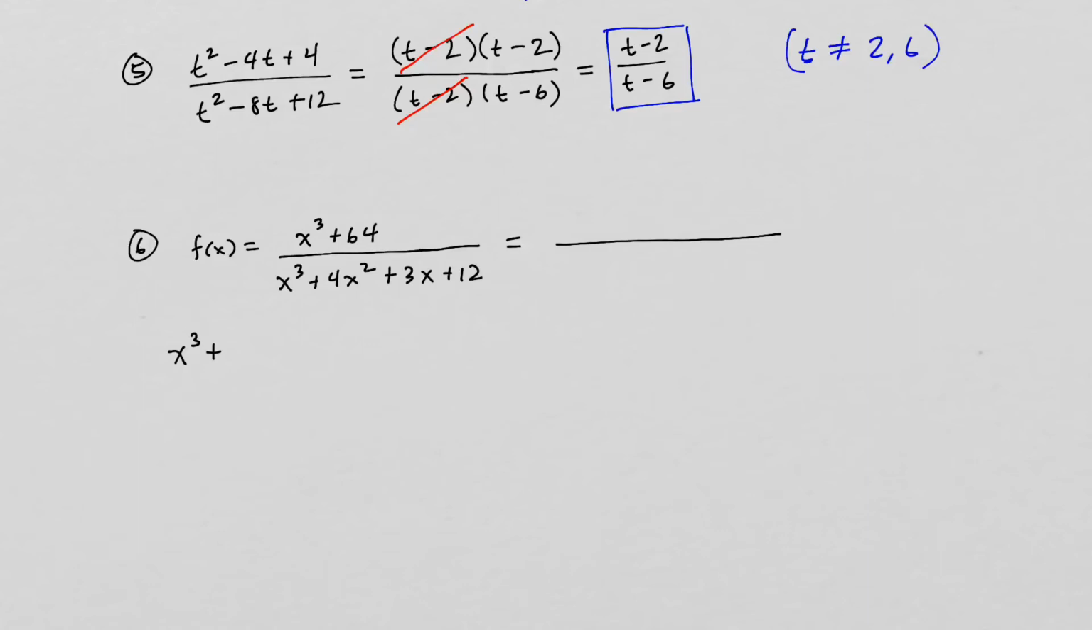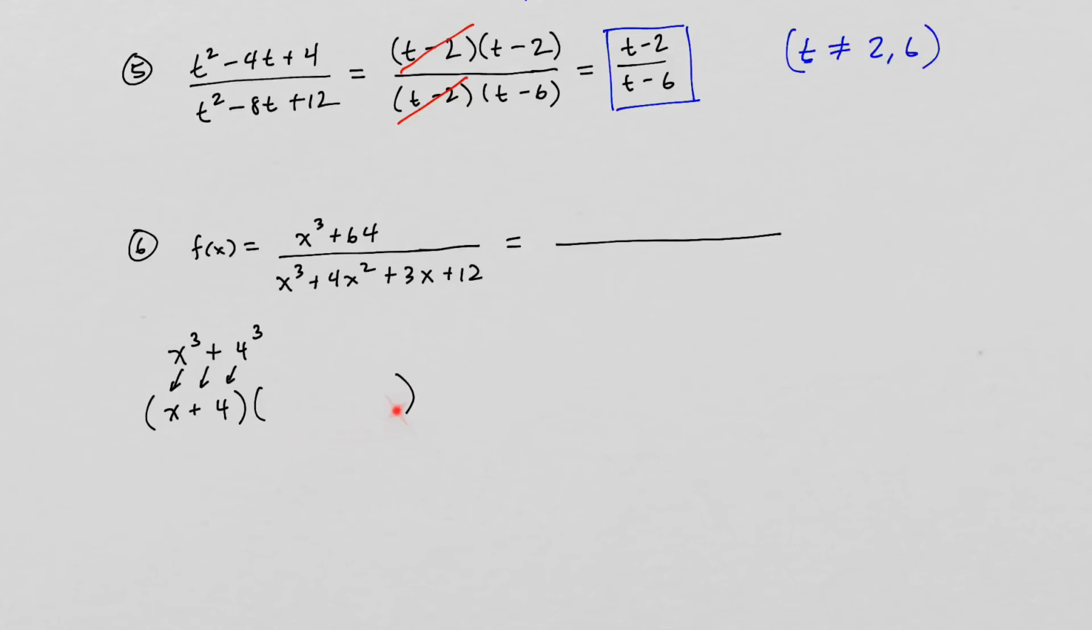x cubed plus 64 is the sum of two cubes because 4 to the third power is 64. So you have to remember how to factor the sum of two cubes. We should know that it's a binomial times a trinomial. And we should know that the x plus 4 goes into the binomial.